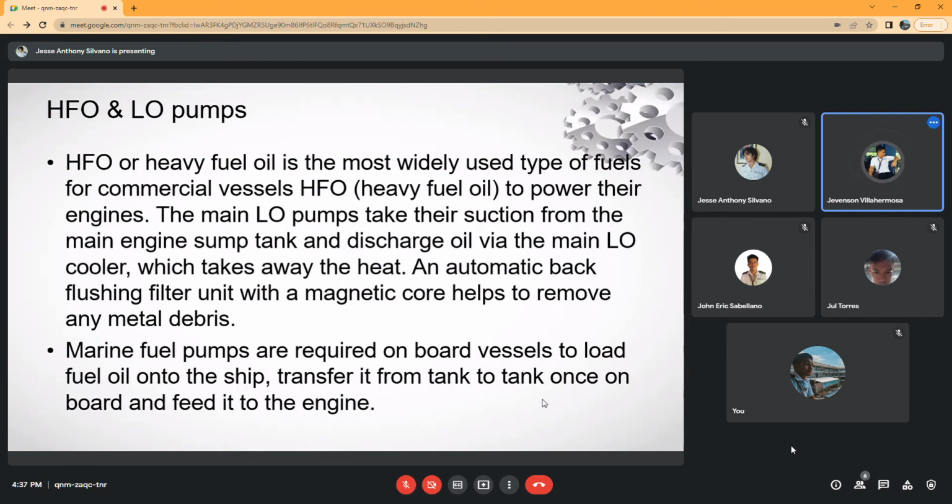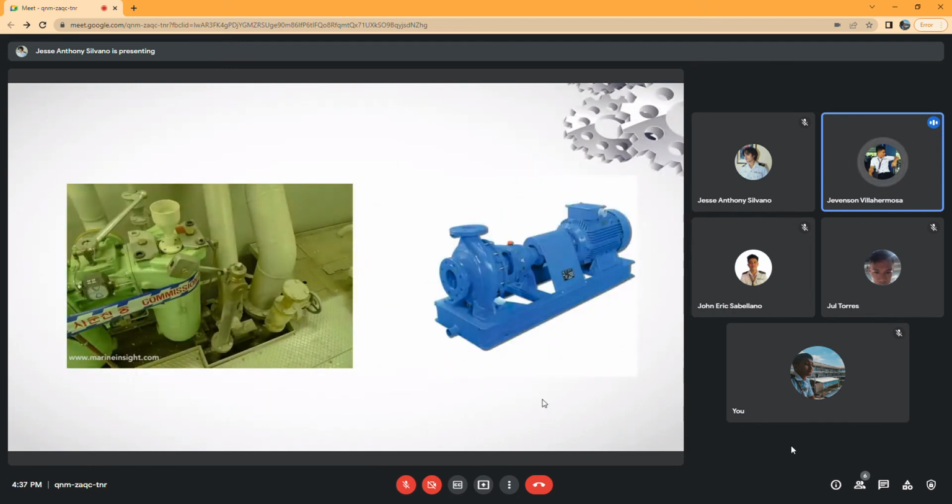So next slide. As you can see in the slide, the green one is the heavy fuel oil tank, and the other side is the lubricating oil pump. So next slide, please.